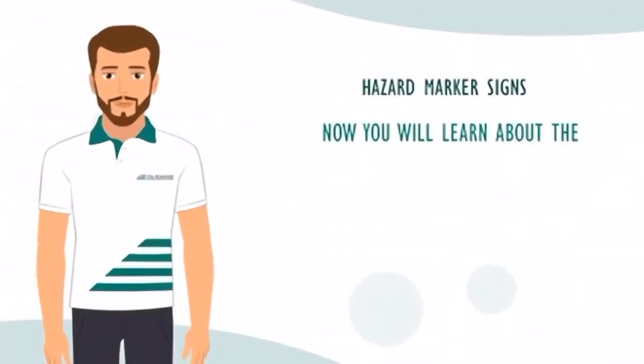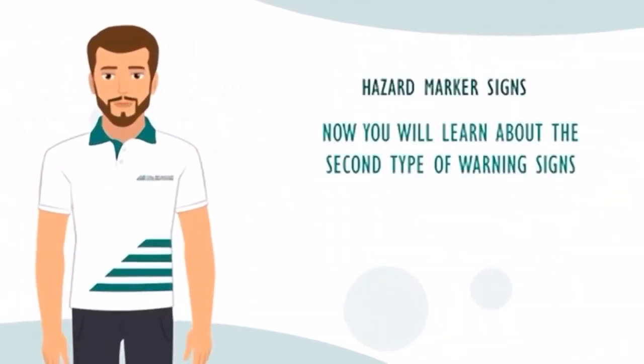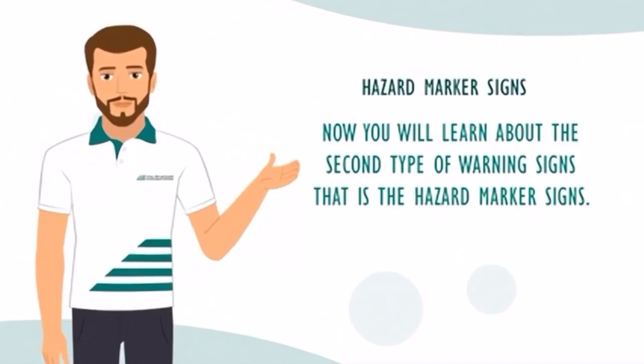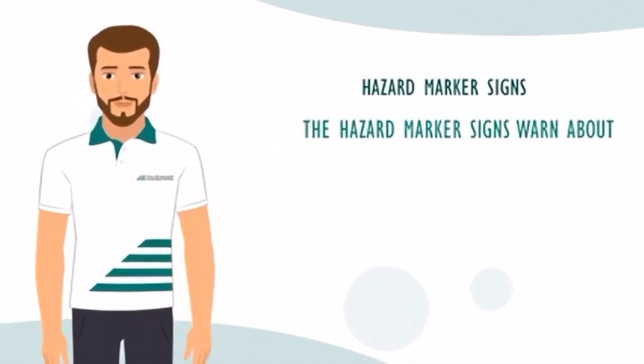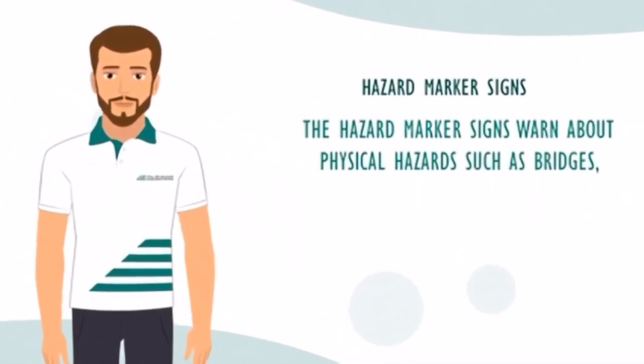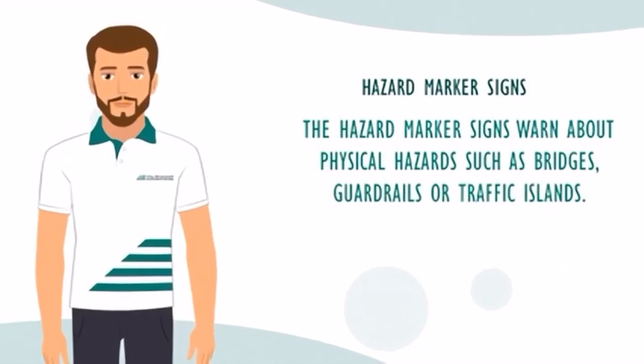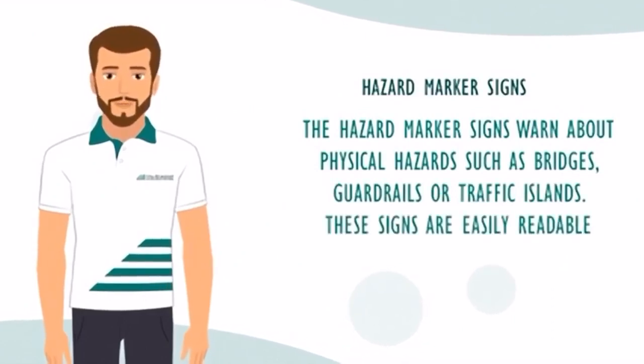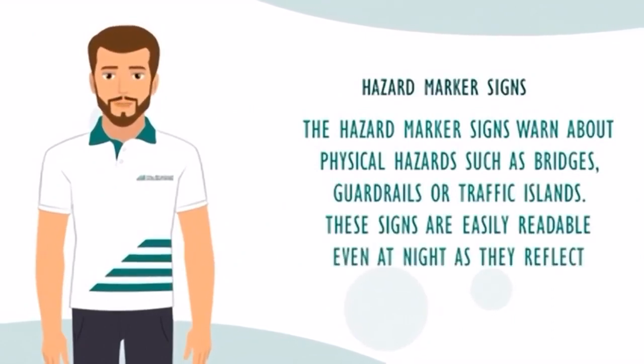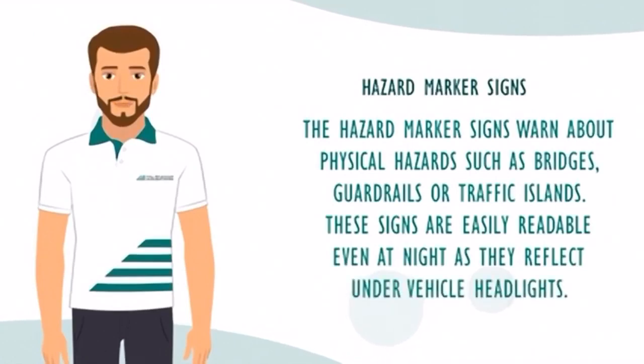Now you will learn about the second type of warning signs, that is, the hazard marker signs. The hazard marker signs warn about physical hazards such as bridges, guardrails, or traffic islands. These signs are easily readable even at night as they reflect under vehicle headlights.